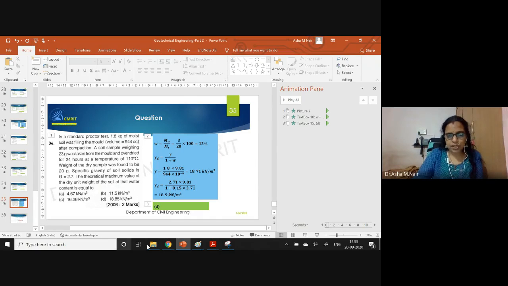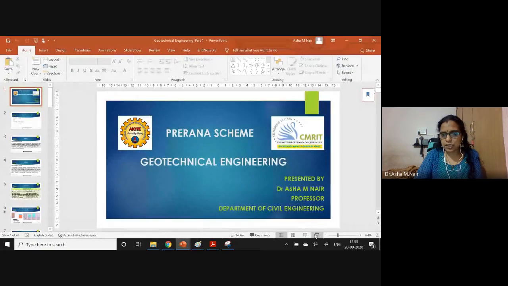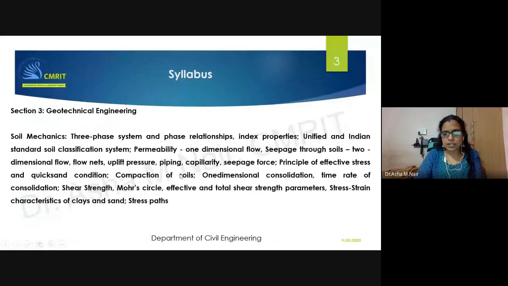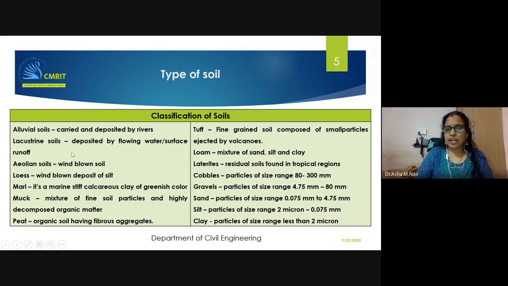No? Okay. So I would like to once again have a quick recap of part 1. In the next class I will be concentrating more on shear strength as well as part 2, which is the footing part. But the three-phase diagram always plays a major role, especially in competitive examinations. So please note, here I have given the classification of soils. I have given the classification for all types of soils.